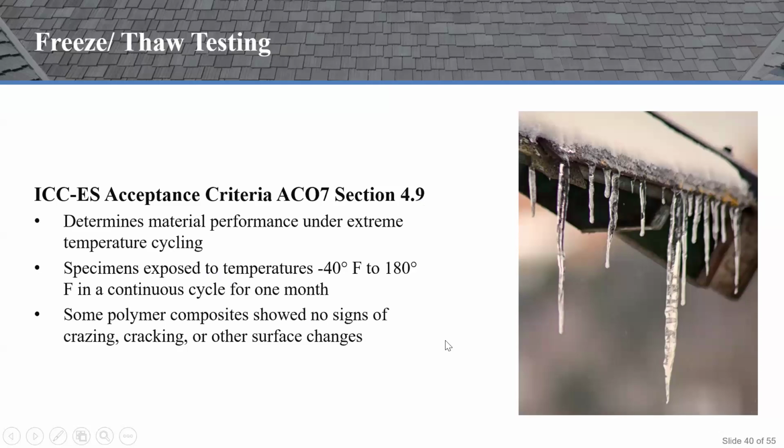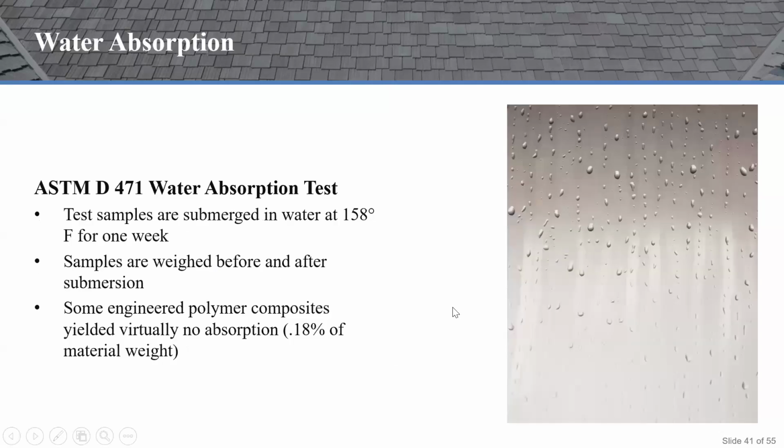Freeze thaw testing, another one. We freeze the product at -40 degrees, and then we shock it to 180 degrees continuously on cycles for a month. A lot of polymer composites, especially your virgin polymer composites, are going to show no signs of cracking, crazing, or any other types of surface changes. That's another one to keep your eyes out for.